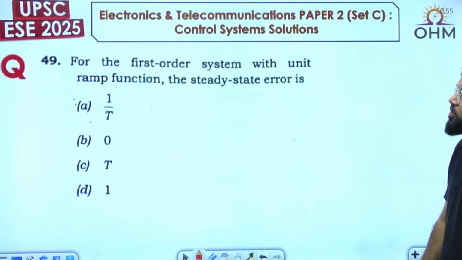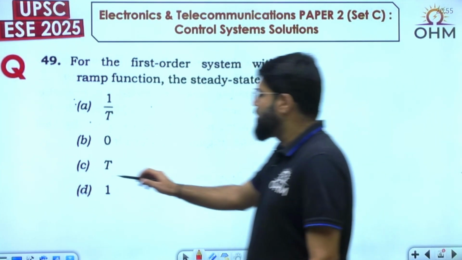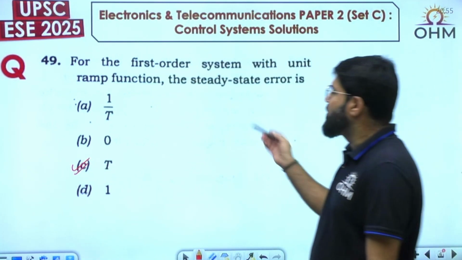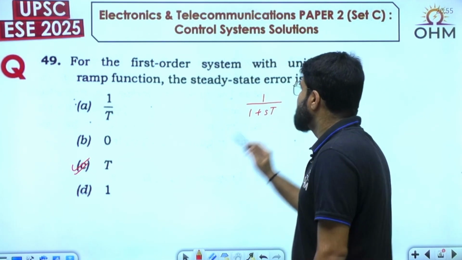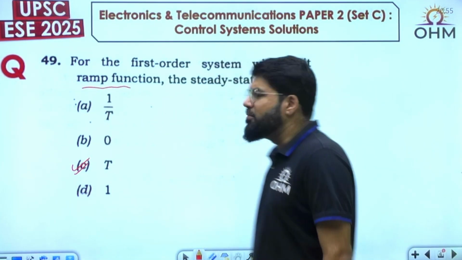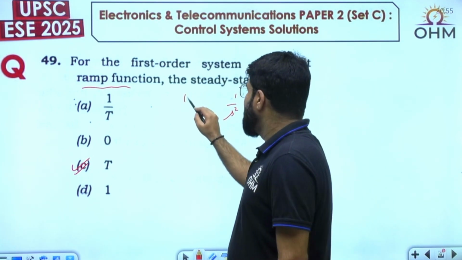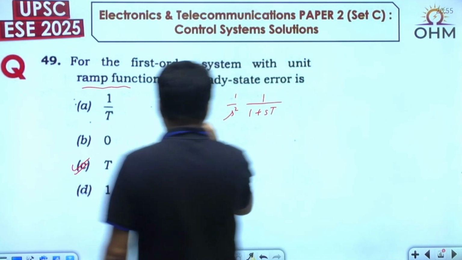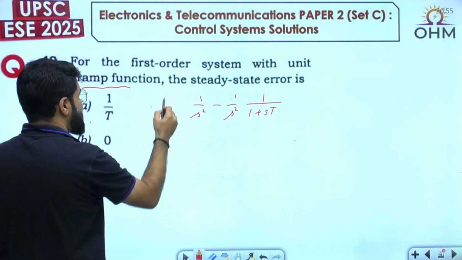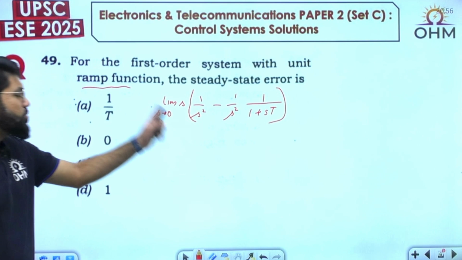Option number D. For the first order system with the input ramp function, what is the steady state error? If you have gone through your notes, this is a direct answer. What you know about the first order system is that the transfer function is 1 upon 1 plus sT. The input that you apply is a ramp, and ramp is 1 by s square. The steady state error will be the error between the input and output. The input is 1 by s square, output will be 1 by s square into 1 plus sT. Limit of s tending to 0, s into the error signal.